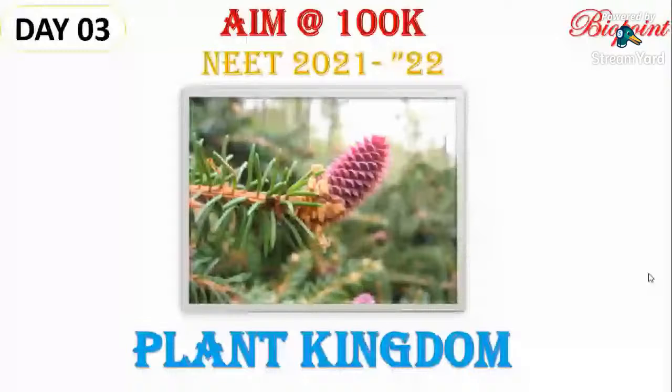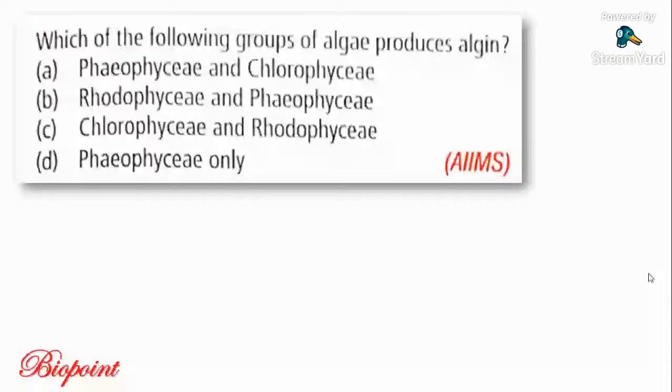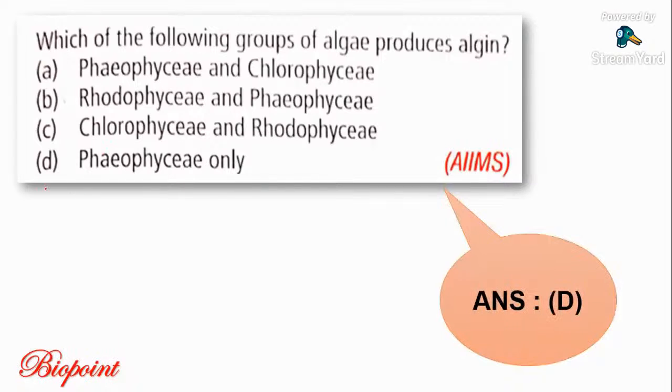First question on your screens. Which of the following groups of algae produces algin? Phaeophyceae and Chlorophyceae, Rhodophyceae and Phaeophyceae, Chlorophyceae and Rhodophyceae, Phaeophyceae only. Previous year AIIMS question. The answer for the question is option D, Phaeophyceae only.